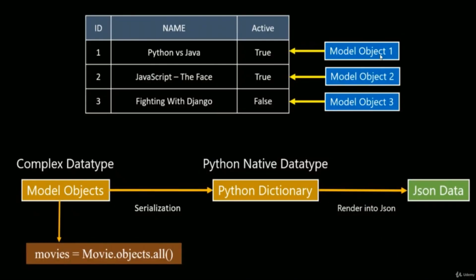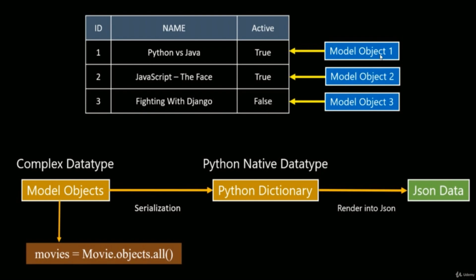Now let's say we have a data ID 123 and names like Python versus Java, JavaScript, and fighting with Django, and we have a boolean field true, true and false. All of the objects of the data, or you can say model objects, or complex data types, will be converted to Python native data types through serialization. It means if you send the data, it is serialization, and if you get the data, it is deserialization. But we are going to use serialization to send and get data.